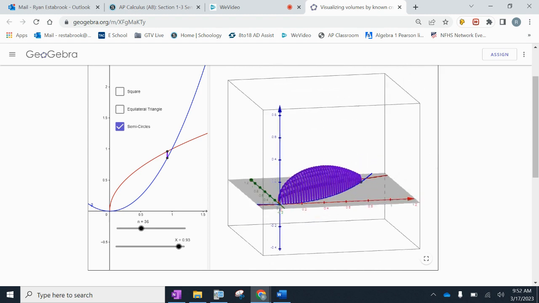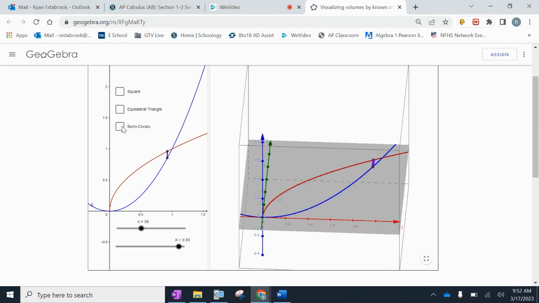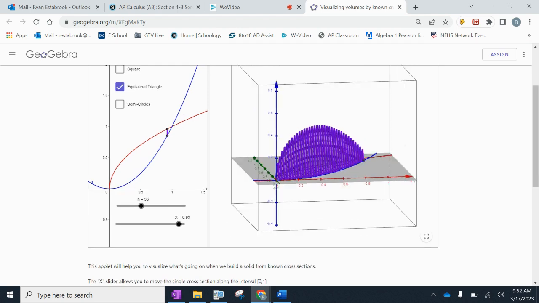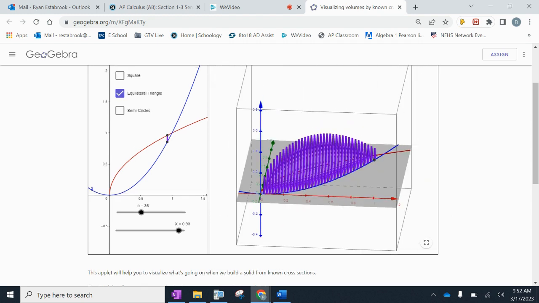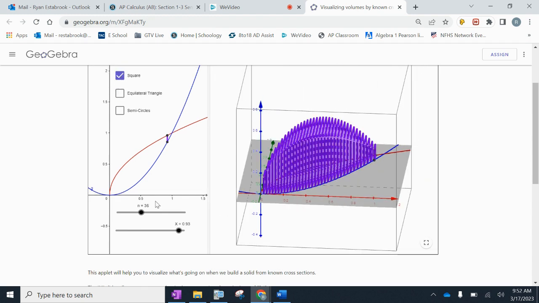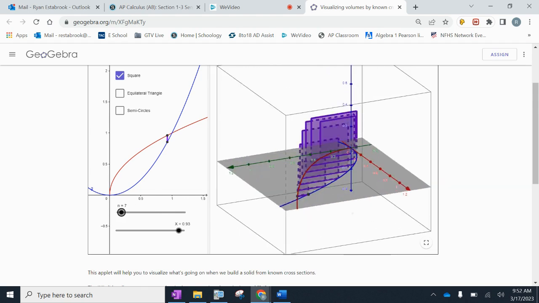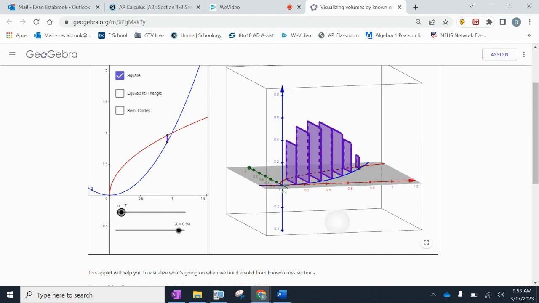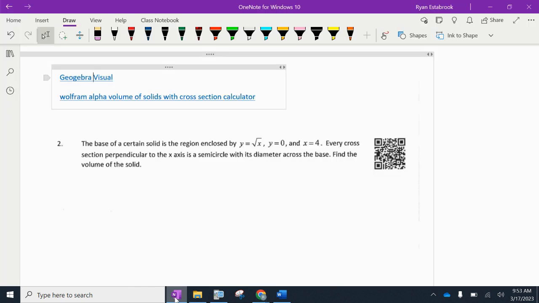I'm trying not to move it too much to make it crazy, but can you start to see a three-dimensional shape out of that? Instead of semicircles, I could make it equilateral triangles. It's a little bit harder to see. If you look straight on, you can see those as triangles better. Or I can make them all squares. So there's just a few squares. But if I make a lot of squares, then it starts to get to be a three-dimensional shape. So this is one way to try to picture these, which is kind of difficult. I realize that.